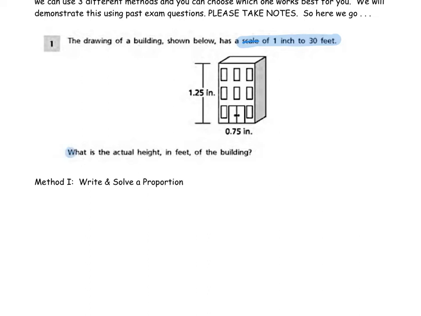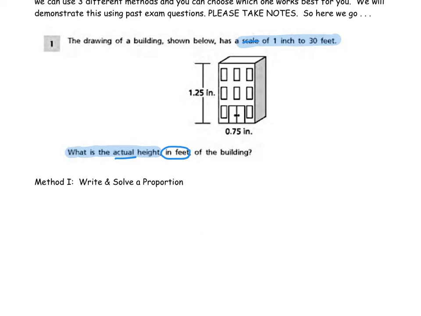The question is, what is the actual height? And they're telling us that what we're trying to find is feet, which is the actual. So we're going to underline actual. That's what we're looking for, and we don't know it. So in math, when we don't know a quantity or a number, we choose to use a variable. So let's get started with this setup.